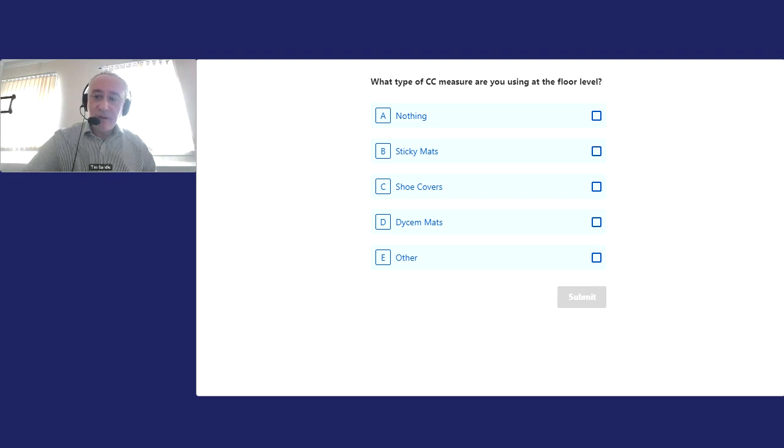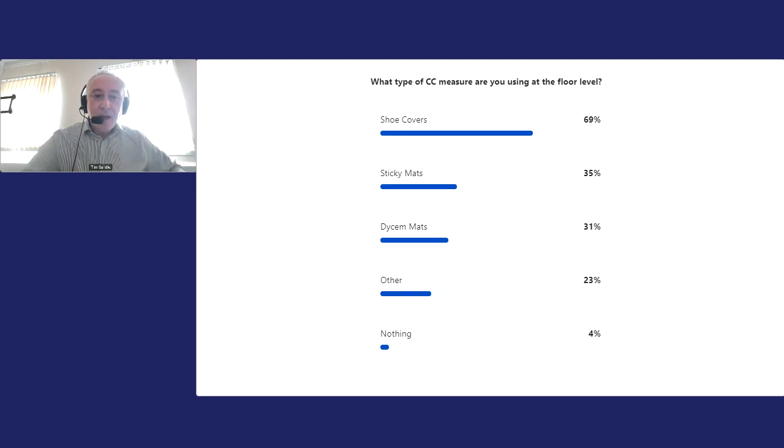Okay, so let's see what the answers are. Okay, so a very, very small minority are not doing anything. And we have a roughly identically even split between the tacky mat, the sticky mat, and the Dycem flooring. We have a very high number of overshoe cover type approaches, and then we have some other strategies as well. So that's interesting. And when we come on to the second part in a few minutes, hopefully some of the advantages of the Dycem flooring will become apparent.